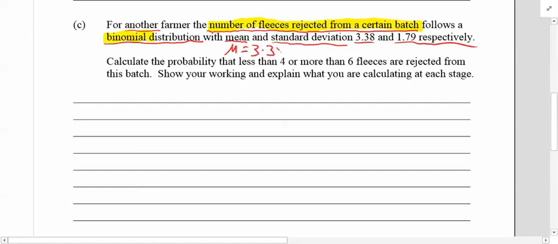I'm being naughty using red here. Don't use red in the exam. They don't like it. The markers hold the red pen and also the green pen. So standard deviation sigma equals 1.79.